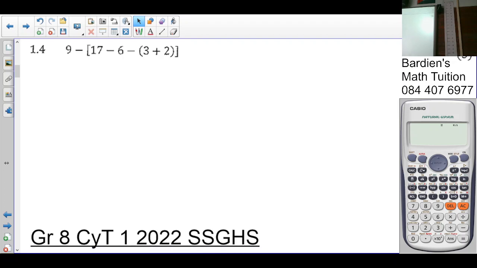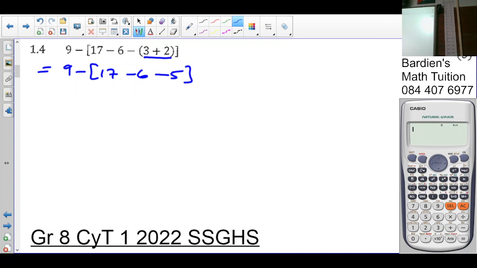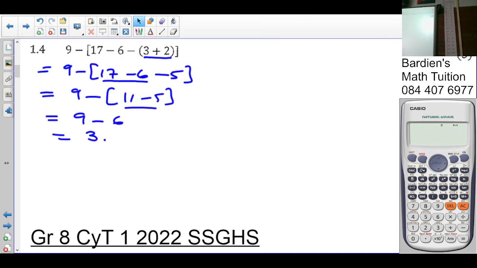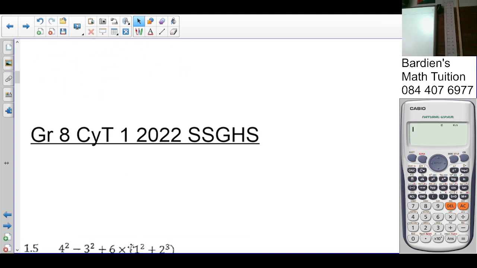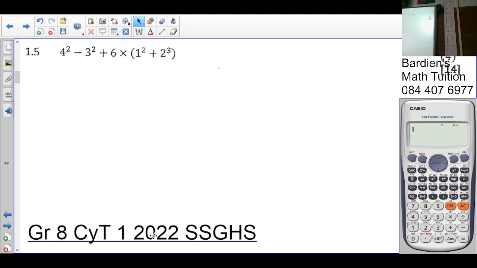Alright, so what must be done first here? The inner bracket. So it's going to be 9 minus 17 minus 6 minus 5. There's 9 minus 17 minus 6. It's 11 minus 5. 11 minus 5 is 6. Okay, any issues here? No, sir. Right, let's look at the next one. The last one in question 1, the last question.